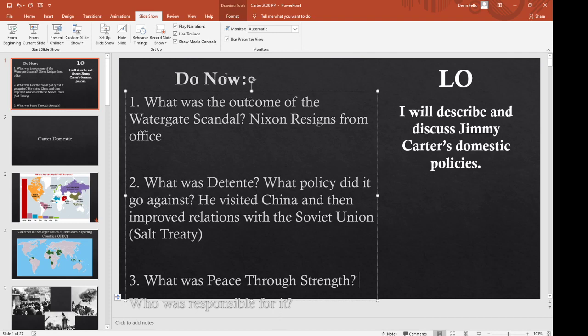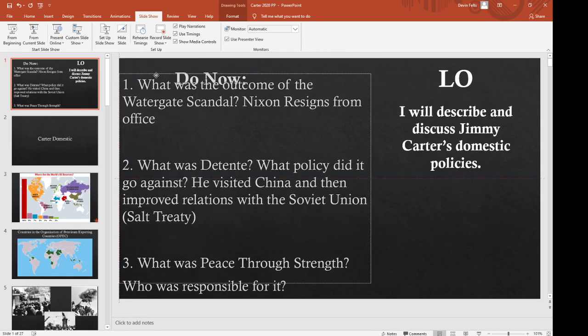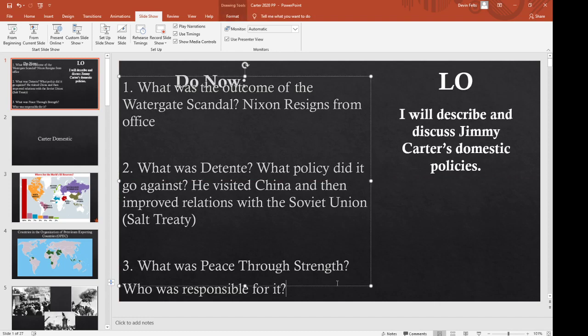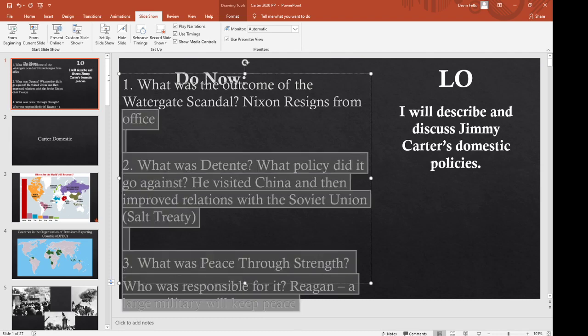So what was peace through strength? Oops, I'm running out of room here. Let's move this box. There we go. What was peace through strength and who was responsible for it? Peace through strength was Reagan, right? And military force, basically he said military force or a large military will keep peace.